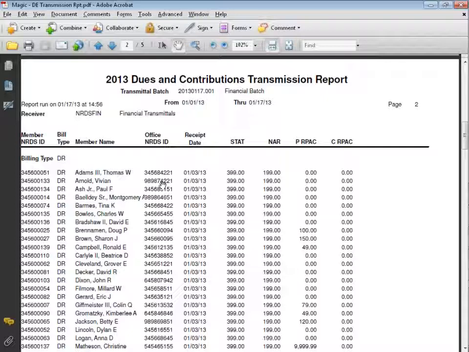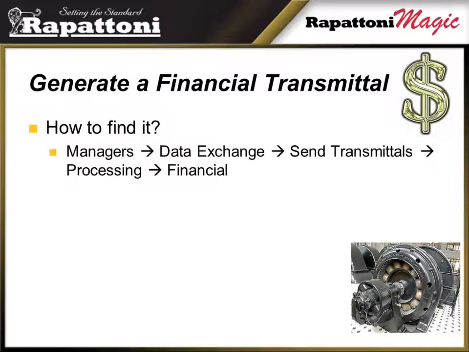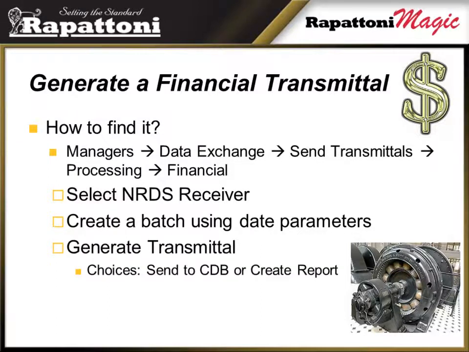Okay, so before we dive in and really decipher this report, let's review and see how we got here. Well, first we talked about how we find the spot where we process the transmittal. We talked about selecting the NERDS receiver that's appropriate. We talked about creating a batch using our date parameters. And then we generated that transmittal. And remember, once it's done, you have a choice. You can send that right up to NERDS if you want, blindly, or you could do both, or you could just create a report and look at it and see. And that's what we're going to do now.